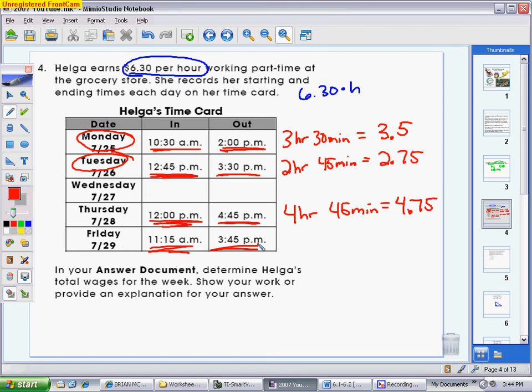And then from 3:15 to 3:45, how many minutes passed? So we did 4 hours so far. And then from 3:15 to 3:45, that's another 30 minutes. And just like up at the beginning, 30 minutes is half of an hour. So this is 4.5 hours.